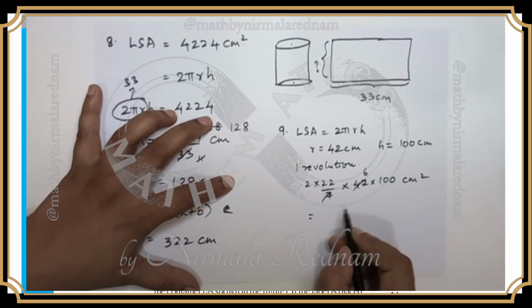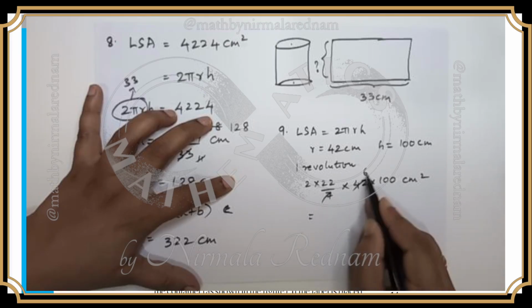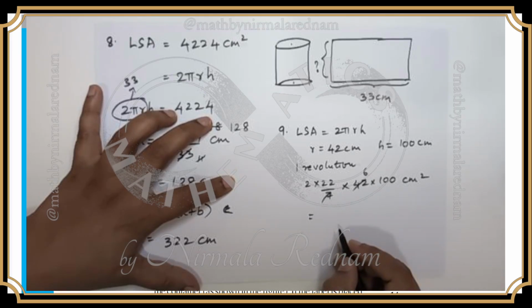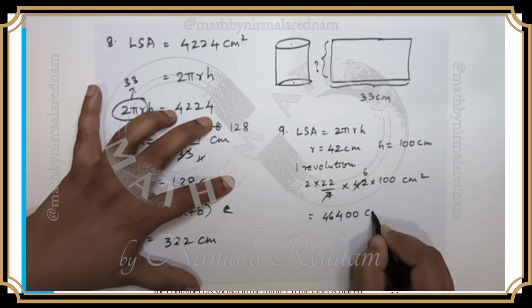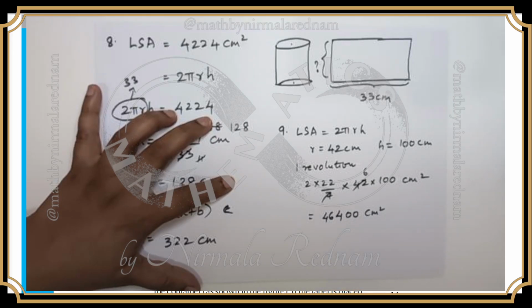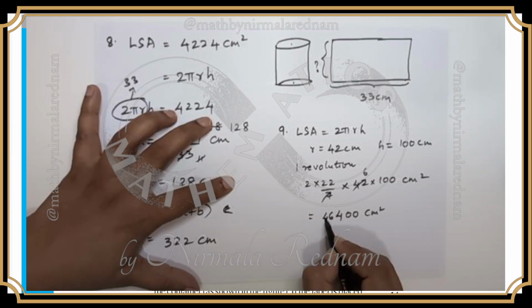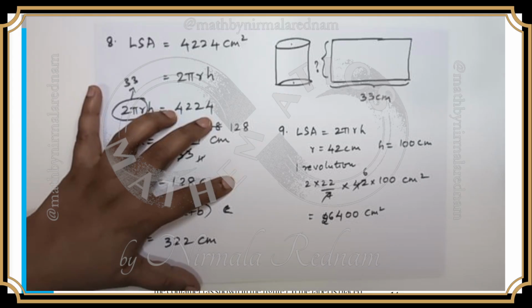So this is nothing but 44 into 6, right? 44 into 6 is 264, and then 2 zeros, correct? So this is what you cover in one revolution: 26400 square centimeters.